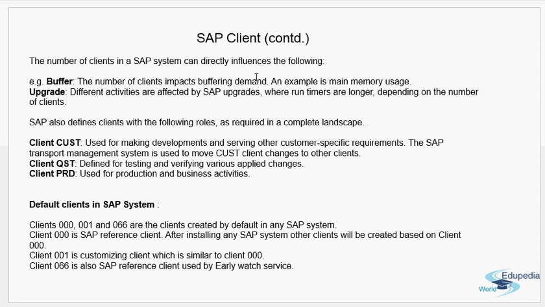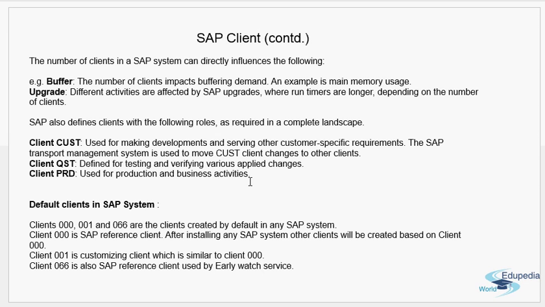Then we have different types of client roles. One is CUST for developing, making changes to the programs and everything. Then QST for testing. Production is used for production activities.